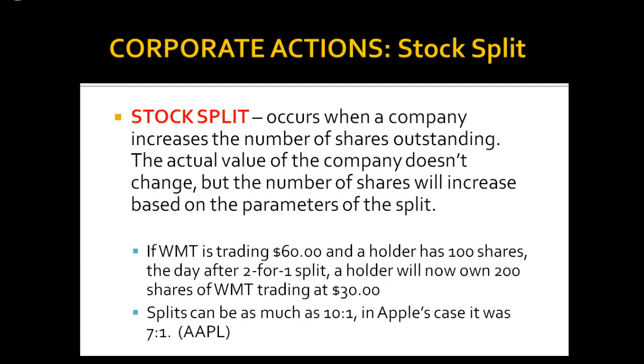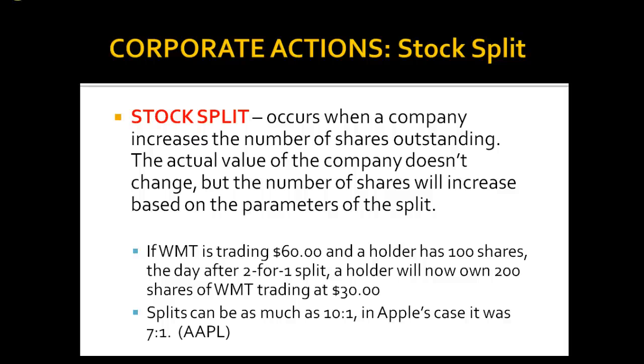Now we're gonna get to a new section called corporate actions, and we're gonna see different ways that corporations change the financial structure of their companies. So the most famous action that everybody knows is stock splits. A traditional stock split occurs when a company increases the number of shares outstanding. The actual value of the company doesn't change, but the number of shares will increase based on the parameters of the split.